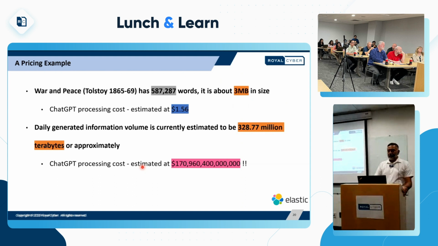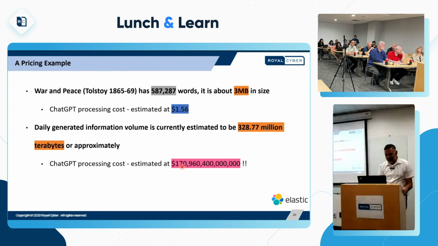So how many people have read this book, War and Peace? War and Peace has about 5,000 words in it. It is about 3 megabytes in size. So if I have to process it with ChatGPT, it will cost me $1.56. Daily, we generate about 328 million terabytes of data. So if you want to train GPT on that, that will cost you.